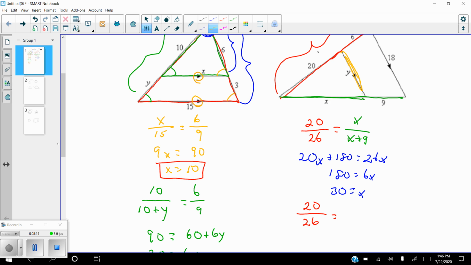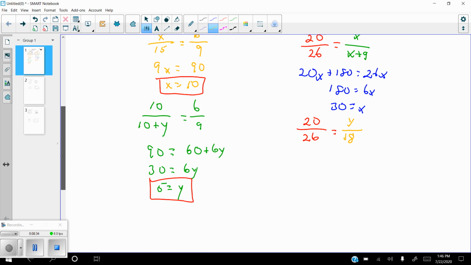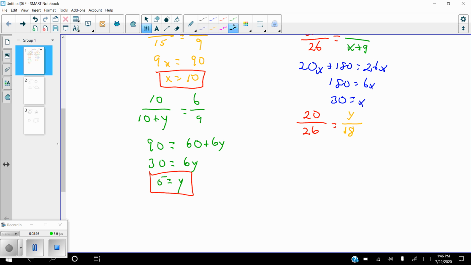Trying to find this one, which is going to be a piece of the smaller triangle, so that goes on top. And then the larger triangle's base looks like it's 18. That's the one that matches. So now we're just going to do our cross multiply and solve for y. So we're going to get, let's see, 20 times 18 is 360.